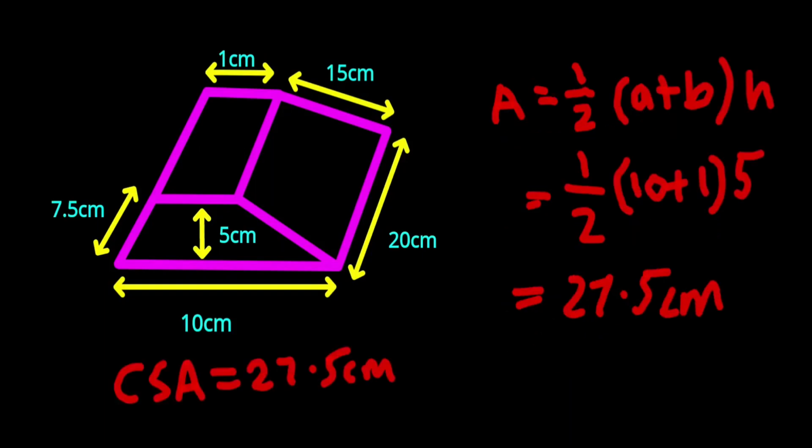Therefore you do half of 10 plus 1 times by 5, giving you 27.5 centimeters as the cross-sectional area. The a is 10 centimeters, and the b is 1 centimeters. And then the height is 5 centimeters.